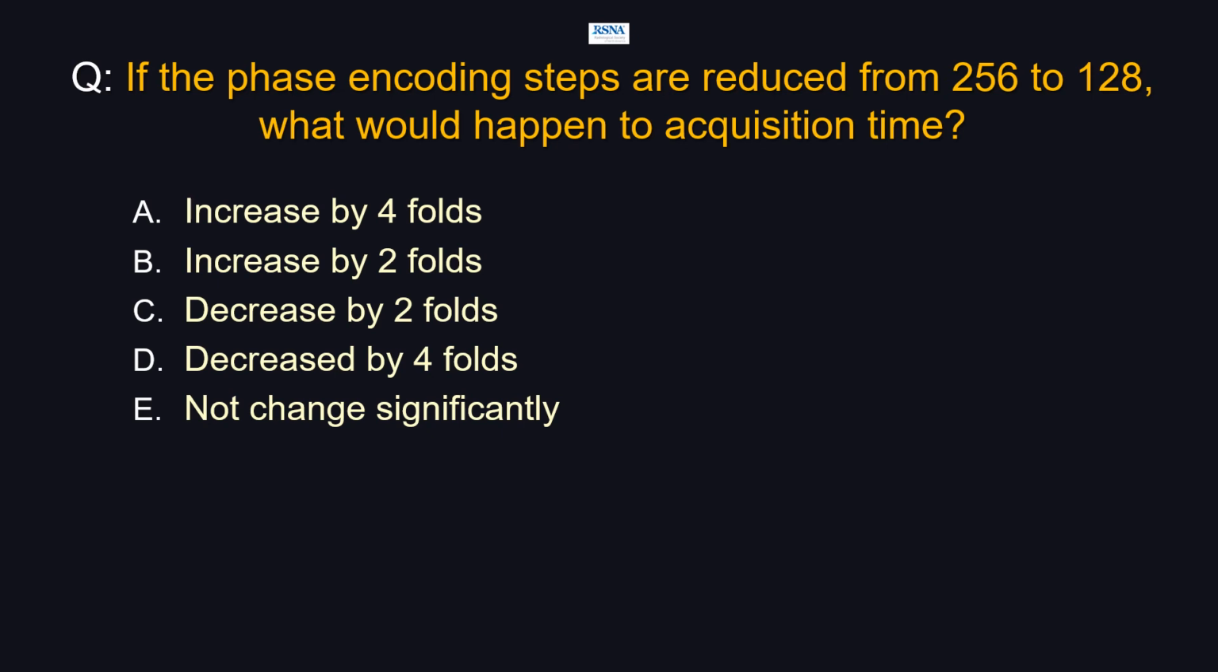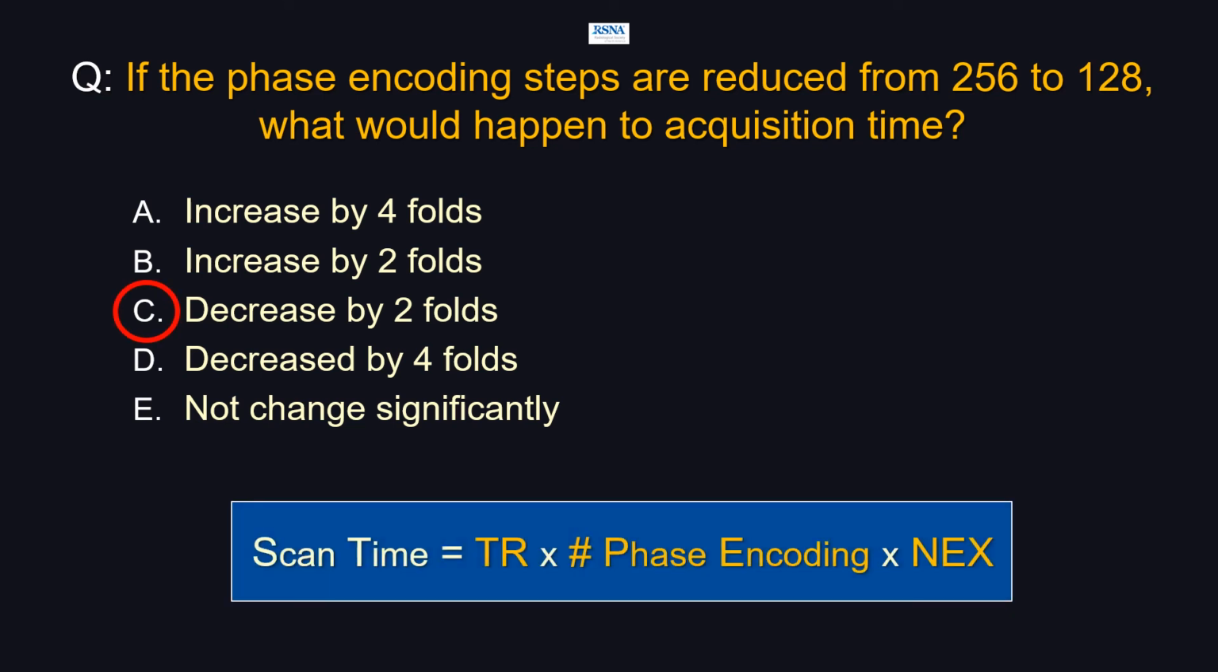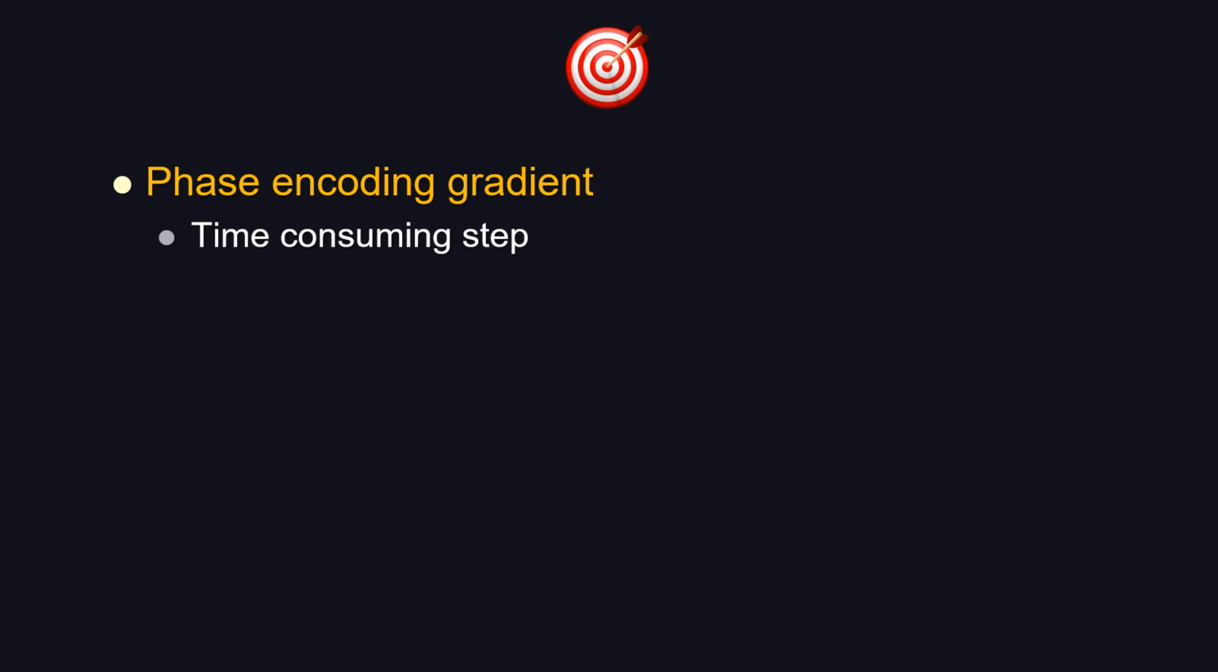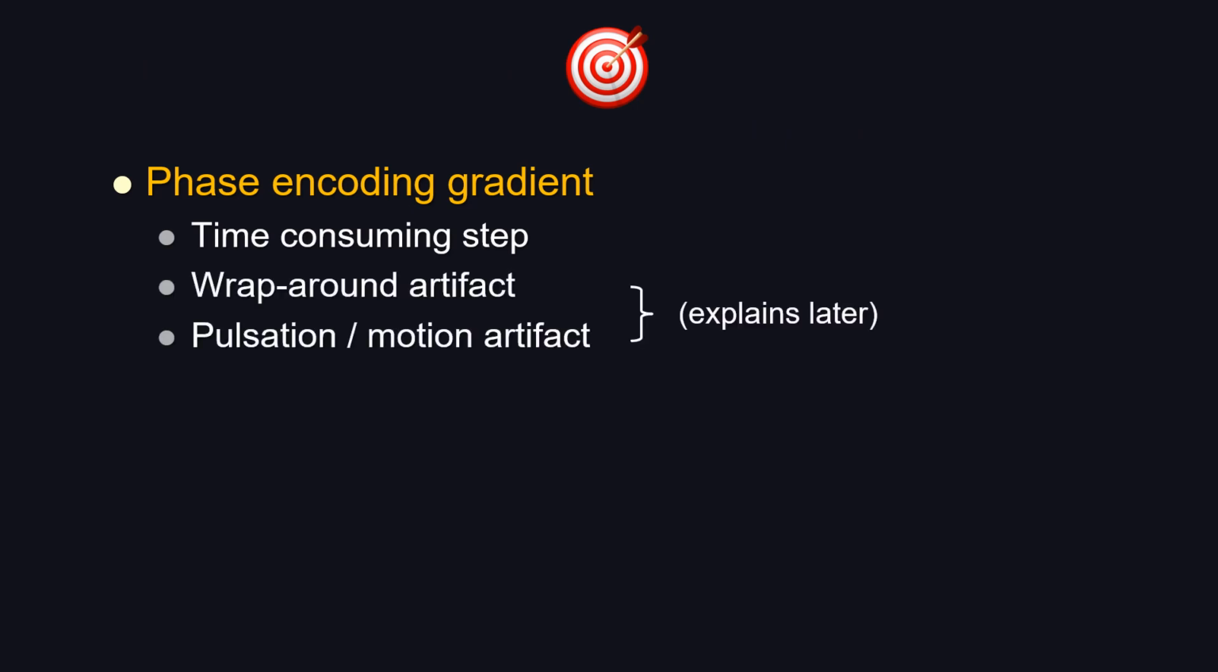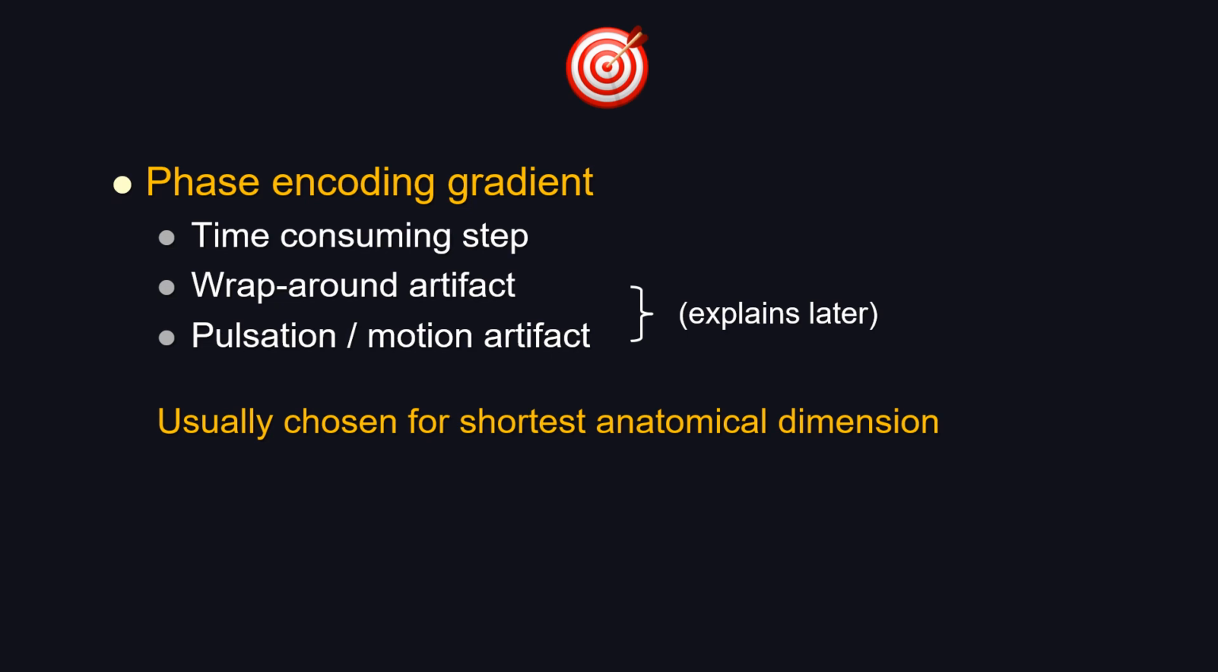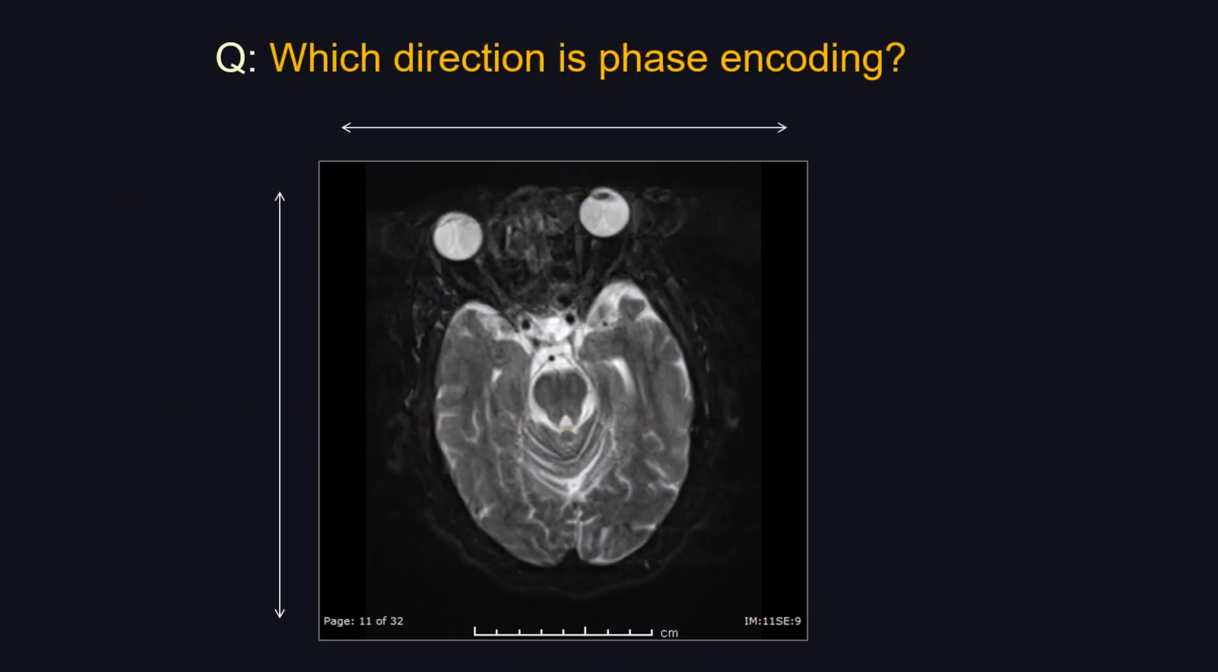This question comes directly from an RSNA module. If the phase encoding steps are reduced from 256 to 128, what will happen to acquisition time? The key point: the phase encoding gradient is a time-consuming step. The majority of artifacts such as wraparound artifact, motion artifact, and ghosting artifact occur in the phase encoding direction. Because the phase encoding gradient factors into scan time, we usually choose it for the shortest anatomical dimension on cross-sectional imaging. For the long axis, we use frequency encoding because it's so much faster in that direction.